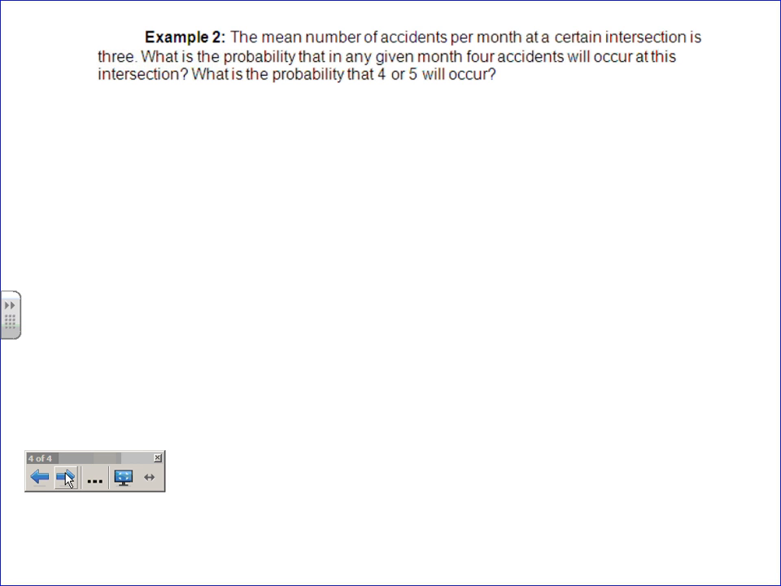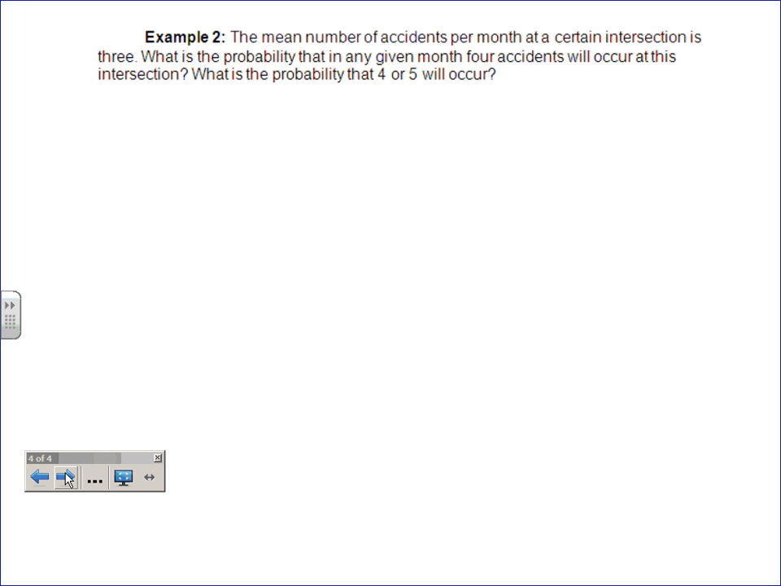Do you think that probability is pretty high? The average is 3 per month. Chance of having 4. Realize you have a different number of days, but we have the mean, so we don't need to know how many days there are. Well, let's find out.